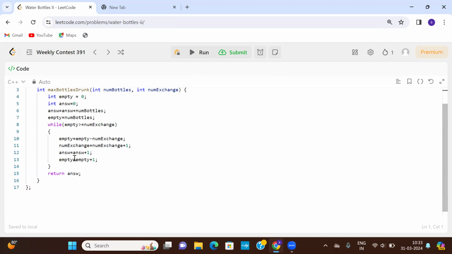We will drink that water bottle, so ans equals ans plus one. In ans, it means the number of water bottles that we have drunk. And after we have drunk that particular water bottle, that water bottle will become empty. So empty equals empty plus one. Once this loop gets completed, we will have in ans the maximum number of water bottles that we can drink. So we will return ans. I hope the question is clear to you all. We have just applied one simple logic.